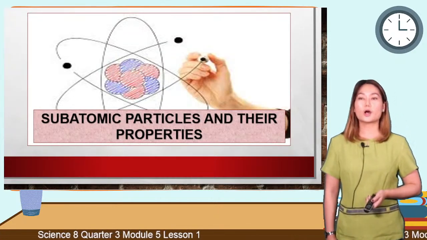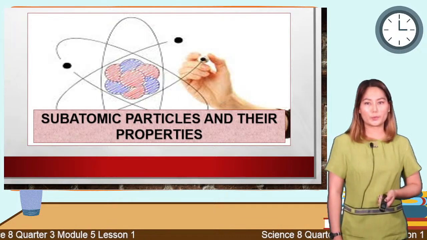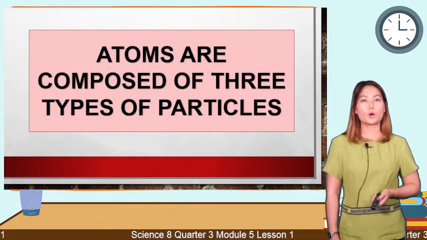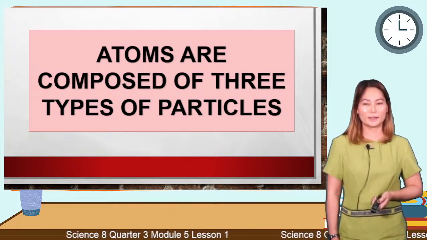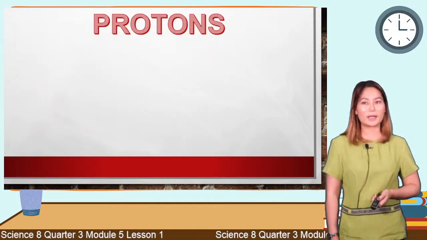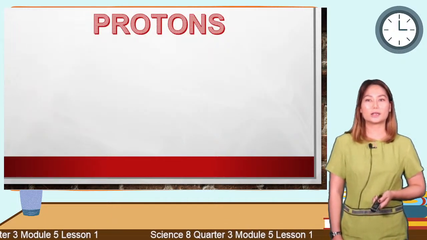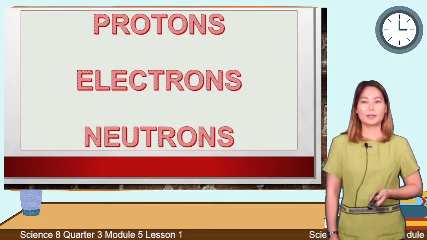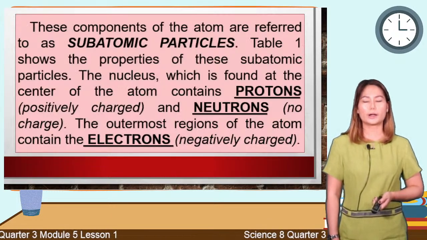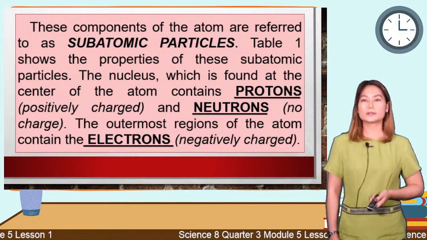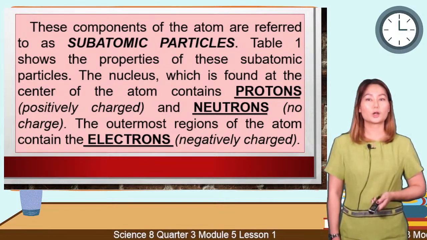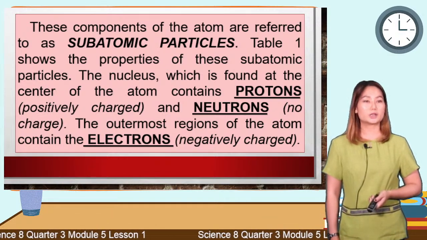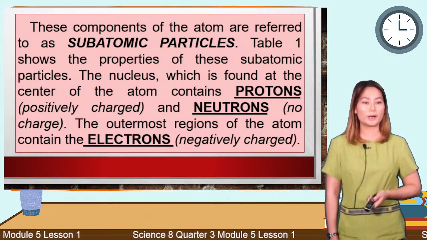Alright, moving on to subatomic particles and their properties. We discussed a while back that atoms are composed of 3 types of particles. What are these again? They are the protons, the positively charged, electrons, which are the negatively charged, and neutrons, which have no charge. These components of the atom are referred to as the subatomic particles, and later on, we will discuss Table 1, which shows the properties of the subatomic particles.